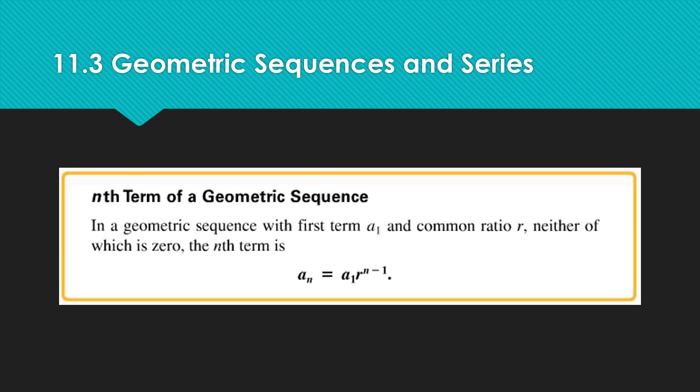The nth term of a geometric sequence. So if we have a term we want to find, if we know the first term is a sub 1 and we have the common ratio and we know which term we're looking for, then the nth term is a sub 1 times r to the n minus 1 power.